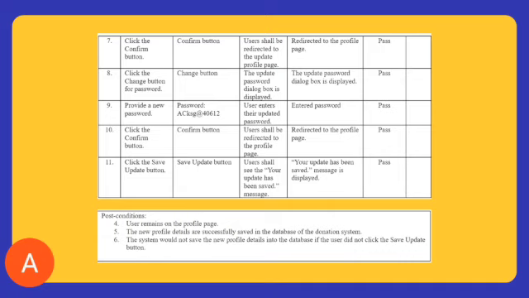The last step is to click the save update button. The test data would be the save update button and the expected result is that the user shall see the message that the update has been saved. For the post conditions, the user remains on the profile page and the new profile details are successfully saved in the database of the donation system. Lastly, the system will not save the new profile details into the database if the user did not click the save update button.